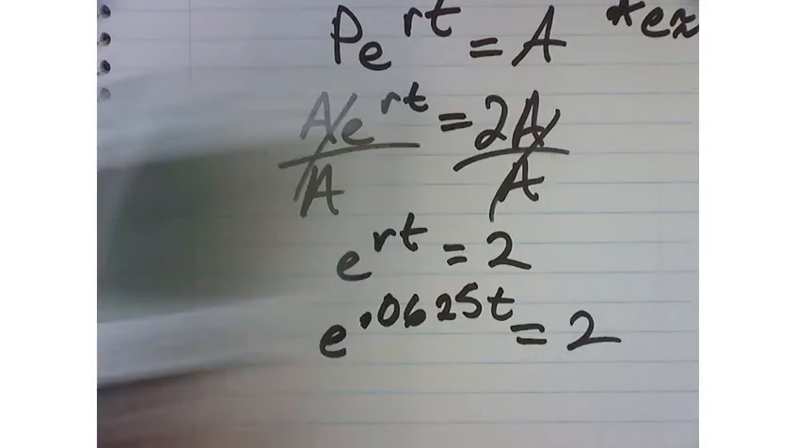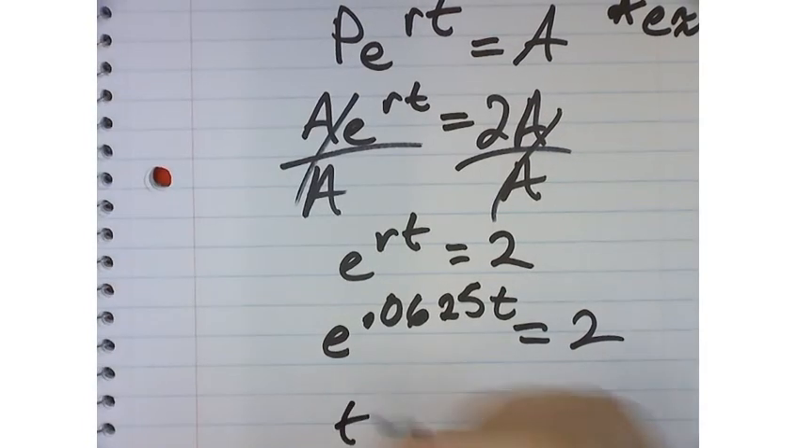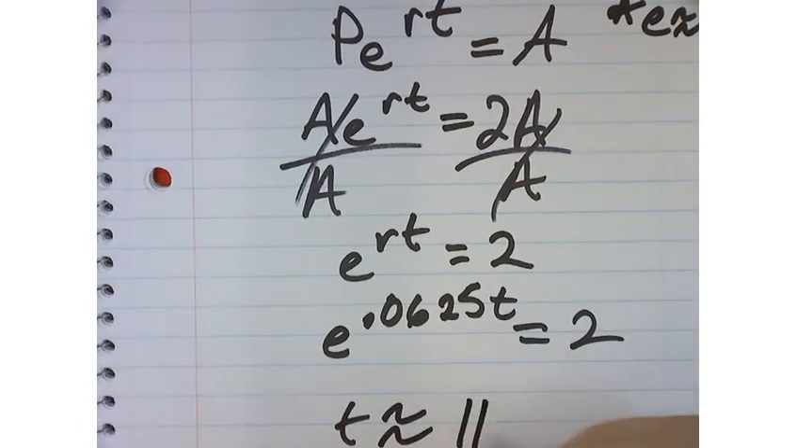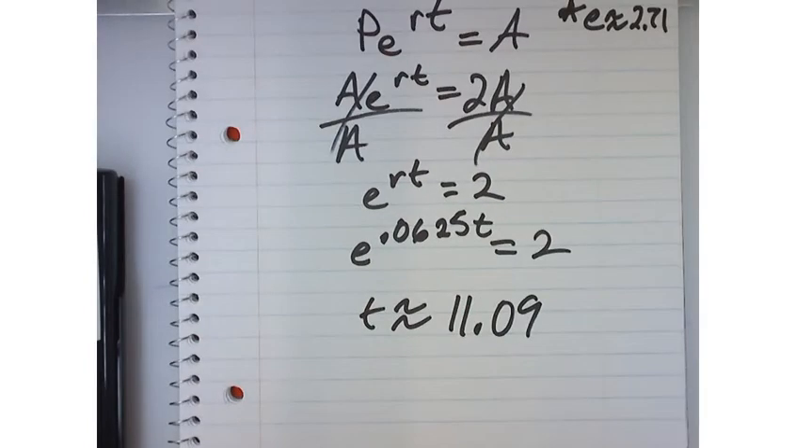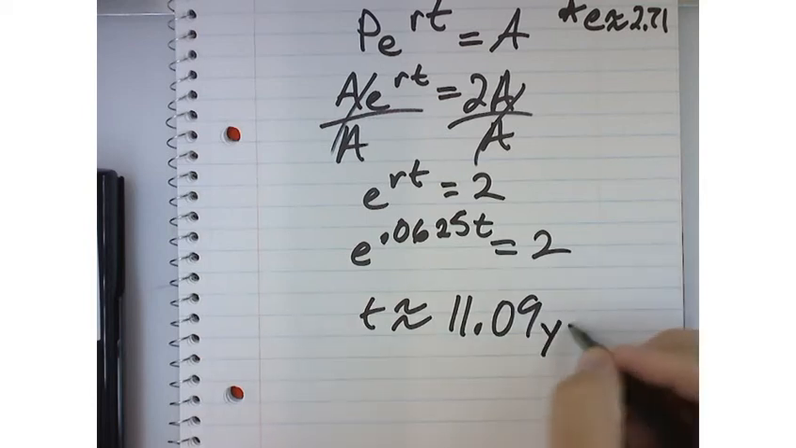So now the time T is approximately 11.09. So it's a little different. Okay? And what does that 11.09 represent? Years.